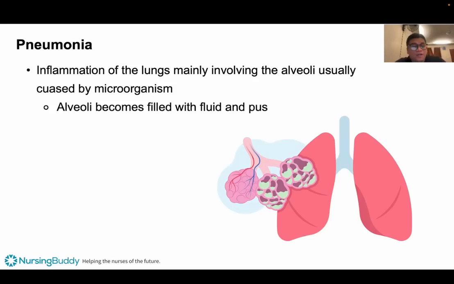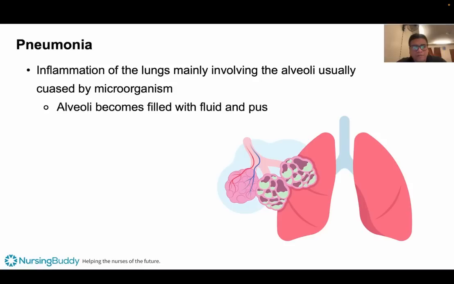Another case is pneumonia. When we say pneumonia, what you need to know is where the problem really is located. Pneumonia is actually the inflammation of the lungs, mainly involving the alveoli, usually caused by microorganisms. It could also be caused by other causes, for example near drowning or aspiration.